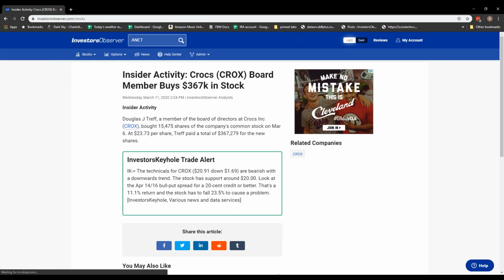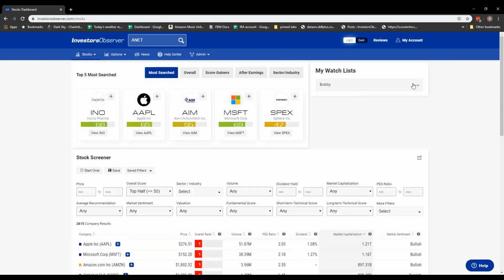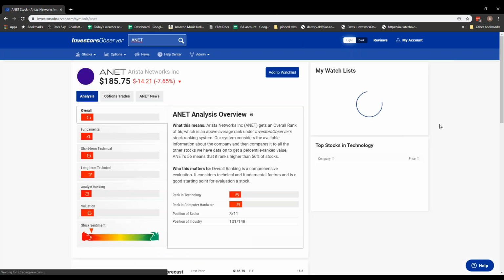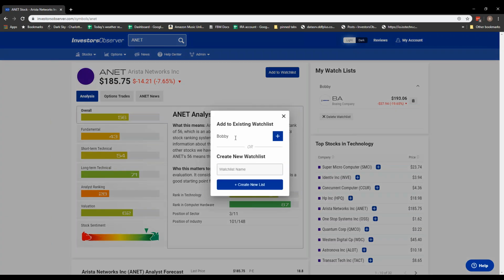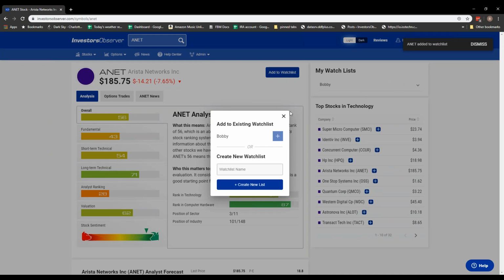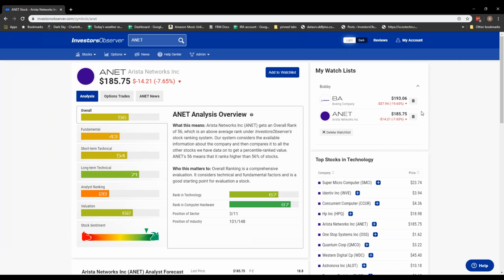You can get to watch lists from a bunch of places. It shows up here, this little down arrow you can click on. I think if you go to a stock page, you can edit your watch list. Well, you can at least add to your watch list from here. You can select it, right? Boom. Okay, so that adds it. You can take it off like that.